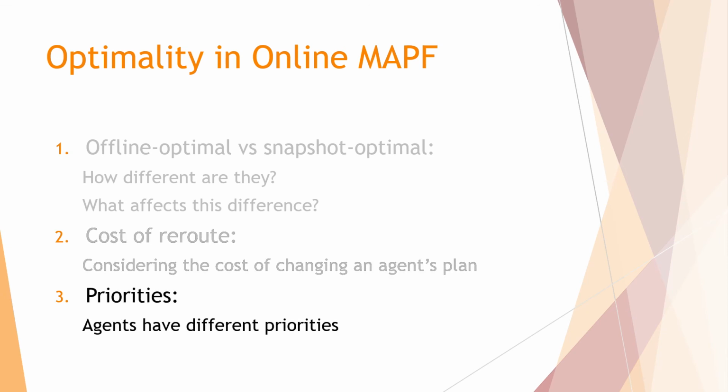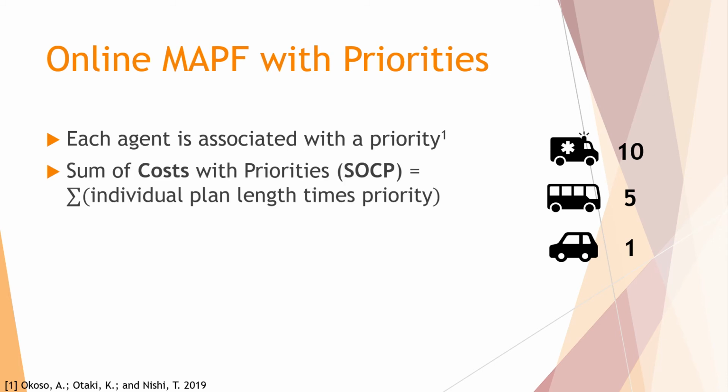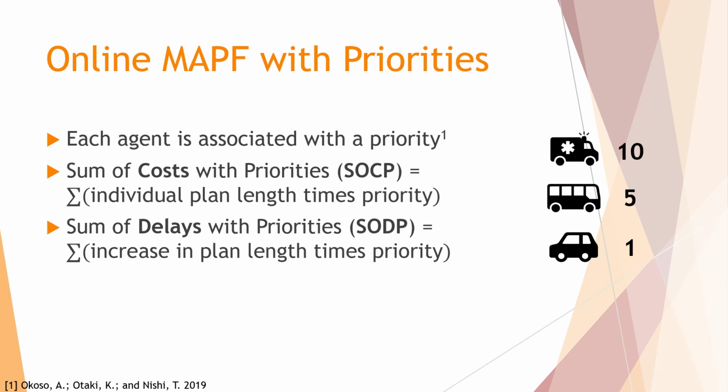Finally, we look at the priorities variant. In this setting, agents may have different priorities. For instance, we may assign private vehicles a low priority, public transport a higher priority, and emergency response vehicles the highest priority. The target function for this setting is the sum of costs with priority, where the length of each agent's plan is multiplied by that agent's priority. Equivalently, we may look at just the difference between each agent's optimal plan length and the length of their plan in the joint solution, to emphasize the extent to which agents were delayed.